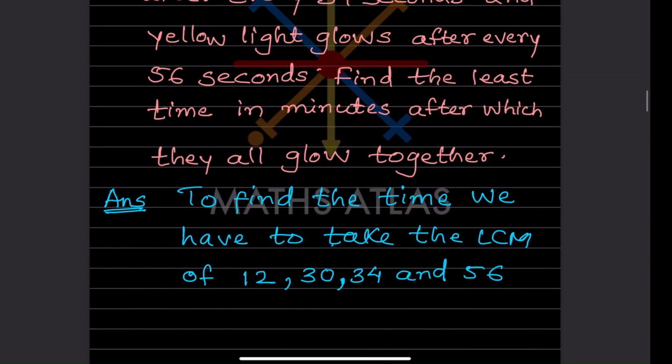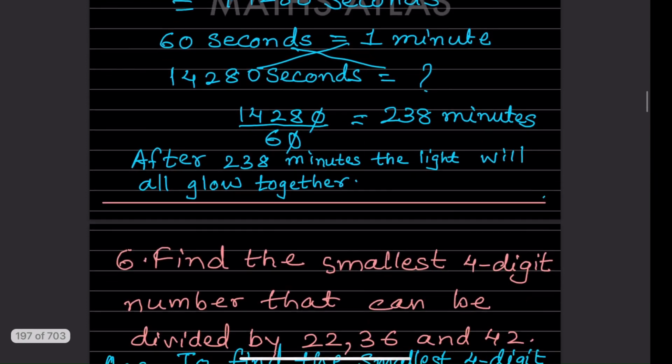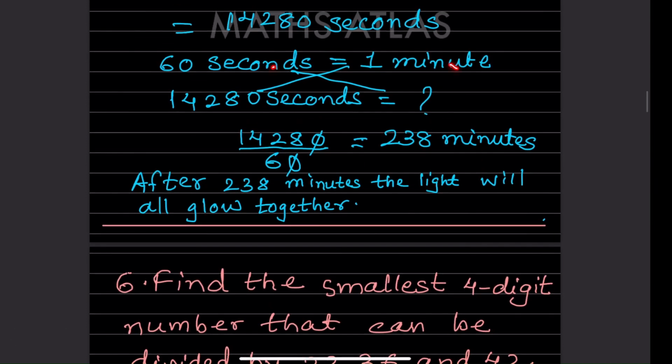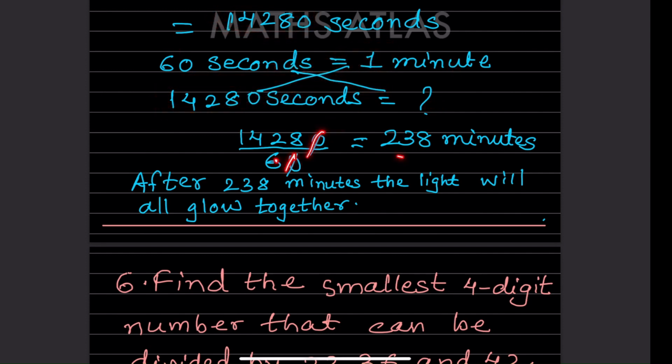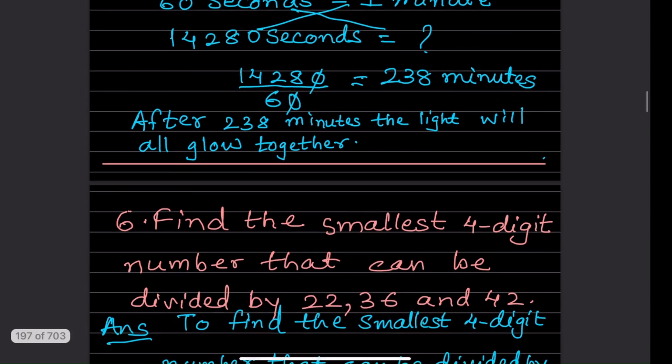Again, we want the answer here. They said how many minutes. So we have to convert these seconds to minutes. 60 seconds is 1 minute. So this will go below this one. That will be how much? You will again cross multiply over here, because these are the two numbers you are going to write in the numerator, and this 60 will go in the denominator, and when you divide this one, you get 238 minutes. So after 238 minutes, the lights will all glow together.